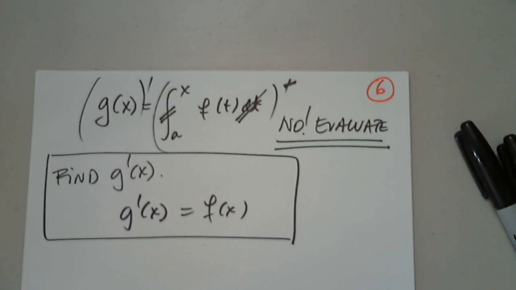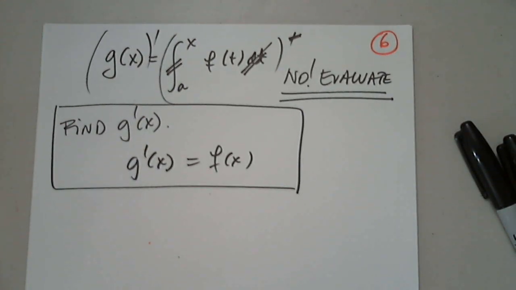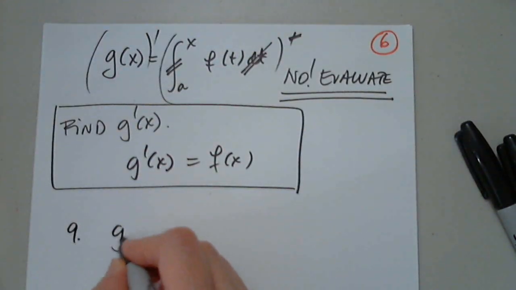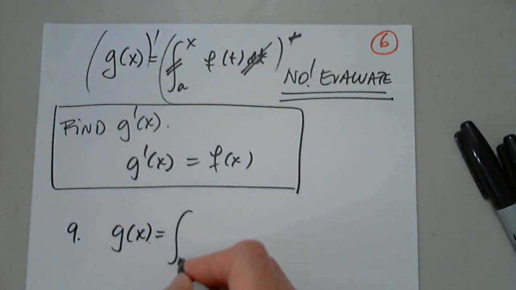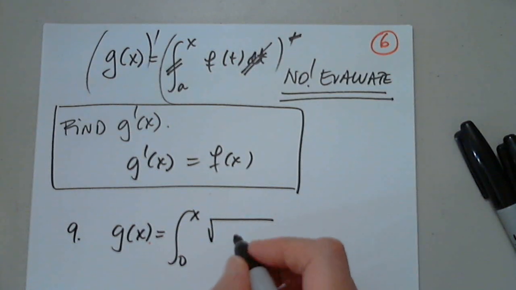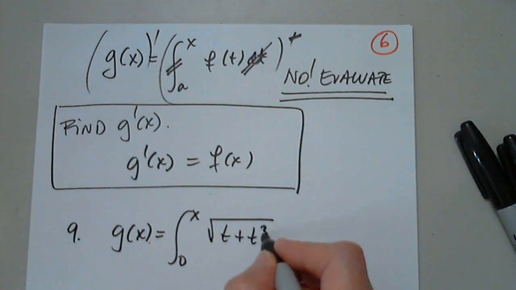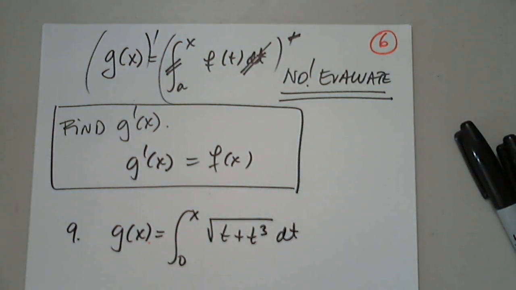Let's start simple first. I would like to start with 9, and you'll see why in a minute. So we have g of x equals the integral from 0 to x of the square root of t plus t cubed dt. Okay, perfect.